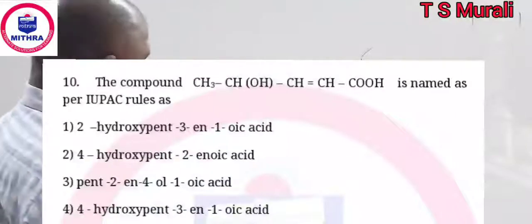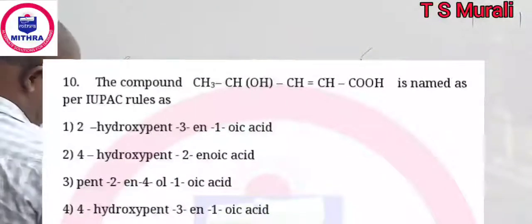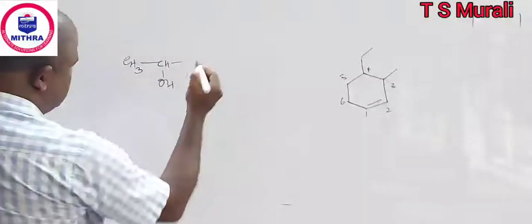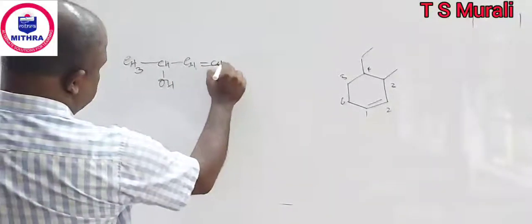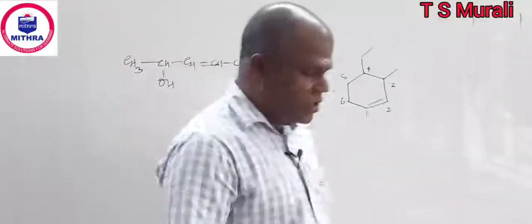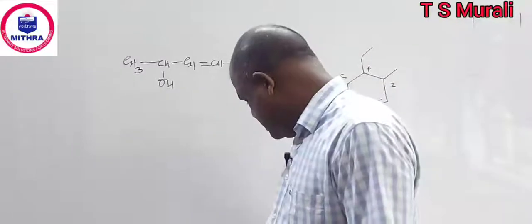Okay. The compound is CH3, CH(OH), CH=CH, COOH. A molecule containing OH, COOH and a double bond: three functional groups. I will give the clue, you find the answer.